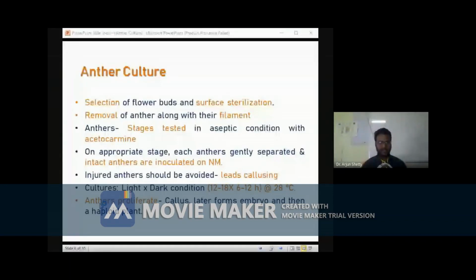Now, coming to the anther culture, the first step to be done is identification of the plants from which the haploid culture has to be established. If you're working with a particular plant, you need to identify a healthy plant. From that you need to go for selection of immature flower buds. Immature, on a general note, stands for an unopened flower bud.